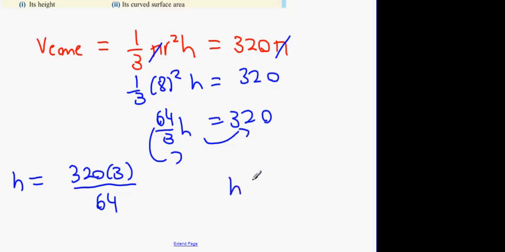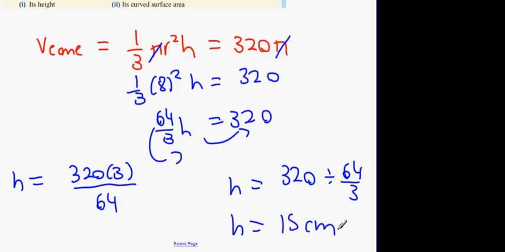The other way of doing it is saying, well, it's multiplied by 64 over 3 on the left. That means when you bring it to the right, it's going to be divided by 64 over 3. So what you get when you put h equals 320 divided by 64 over 3? 15. So h is 15 centimeters. Okay? It's the first one done.